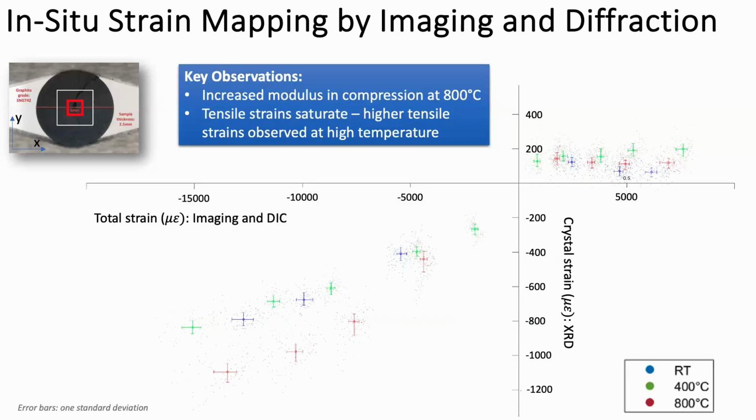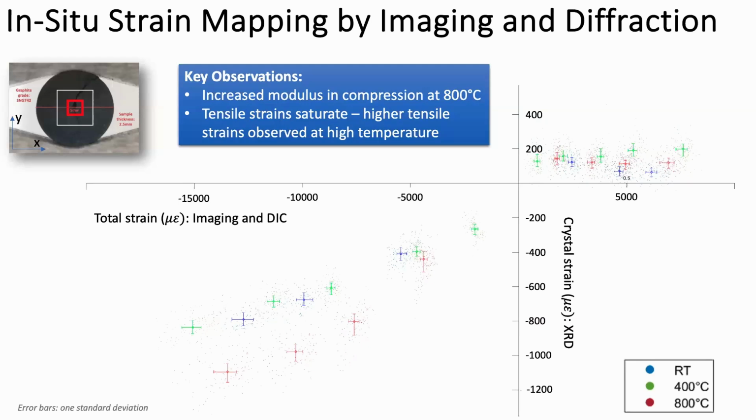It gets more interesting when you put the two sets of data together. So here we're plotting the crystal strains measured by diffraction against the total strains measured by imaging. In the compressive region, it's nice and elastic. We actually see an increase in the stiffness at a high temperature, quite significant at 800 degrees C.